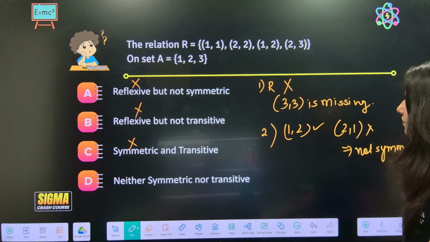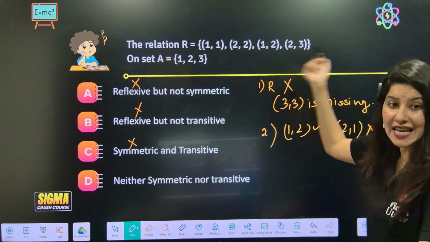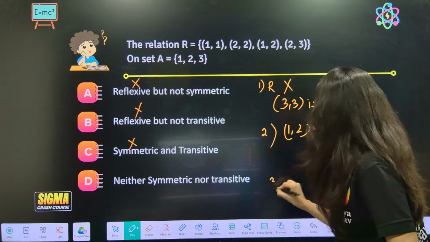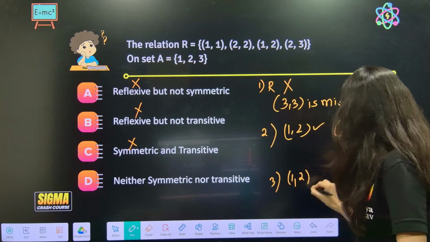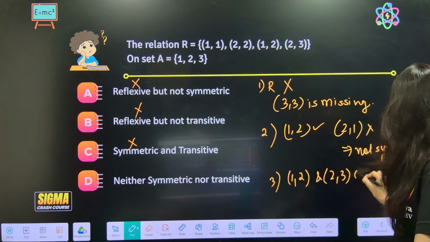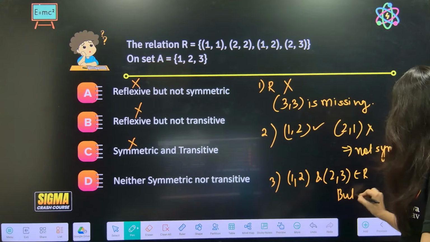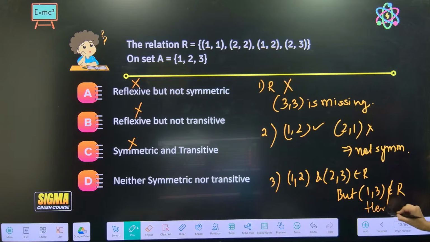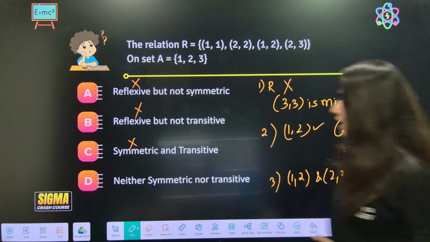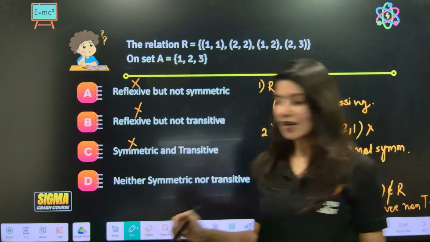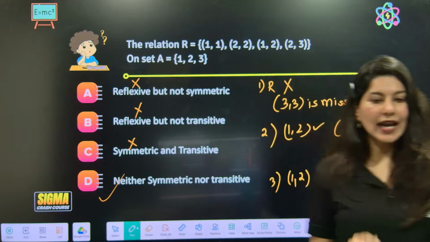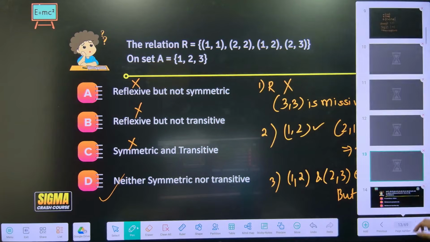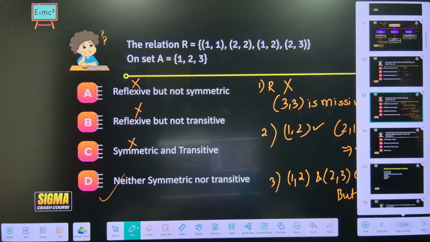Okay. Now what about transitive? Again, can you see transitive is also not there? Why? 1, 2 and 2, 3 belong to R, but where is 1, 3? 1, 3 is not sitting inside my relation. Hence, non-transitive. So neither reflexive nor symmetric nor transitive. Option D. Okay, elementary problems we are doing. I think the concept is building over here.